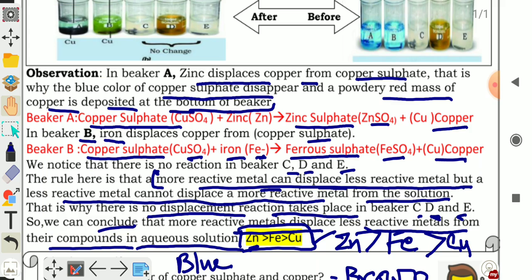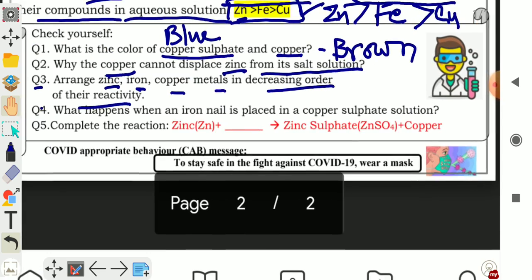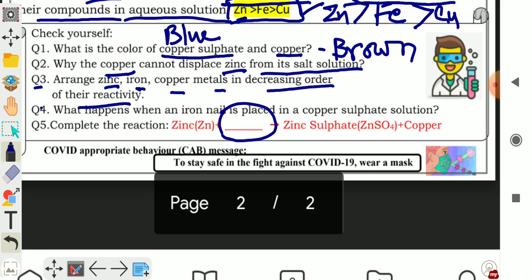Next question. Question number 5. Complete the reaction. Zinc, Zn plus dash, it produces zinc sulfate, ZnSO4 and copper. To complete this reaction, you have to write here copper sulfate, CuSO4. Zinc is more reactive than copper, so zinc displaces copper and forms zinc sulfate and copper is removed or displaced.